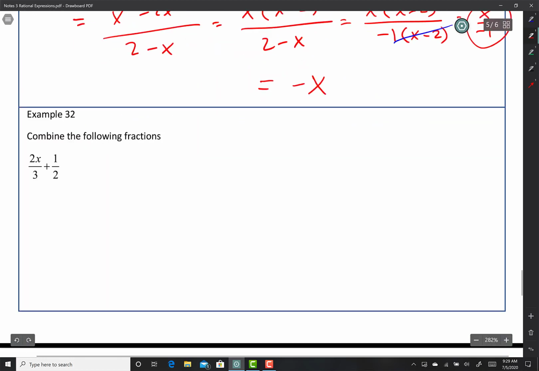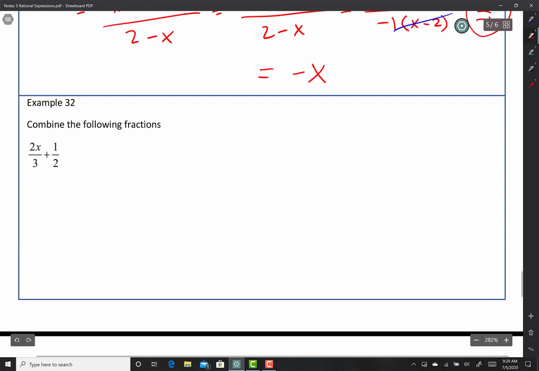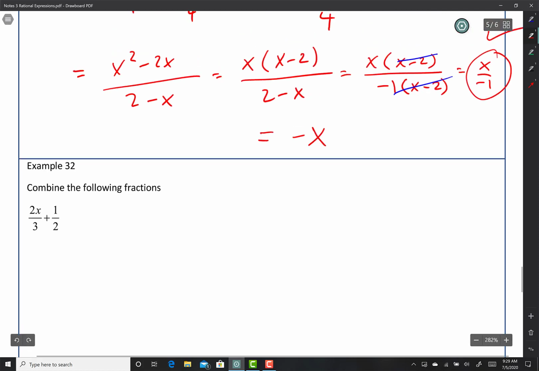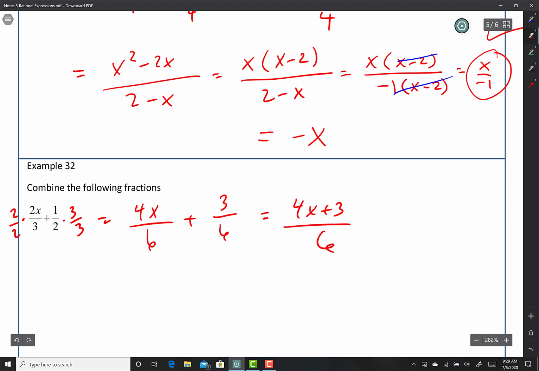All right, let's keep going. These are the simple ones. Do you guys want me to skip this one? Because it's just the same. Yeah? Okay. No, I didn't hear anyone, so I have to do it. So times 2 over 2 times 3 over 3. So 2 times 2 is 4x. 2 times 3 is 6, plus 3 over 6. So 4x plus 3 over 6. And you're done with that.